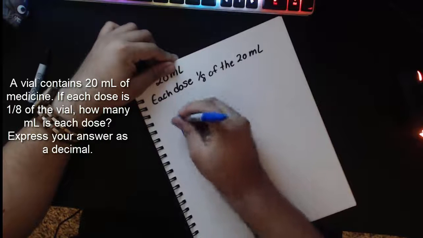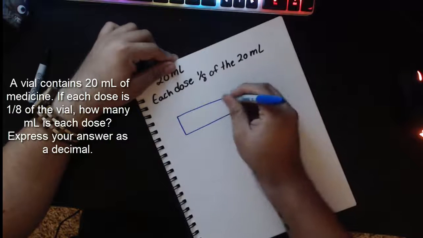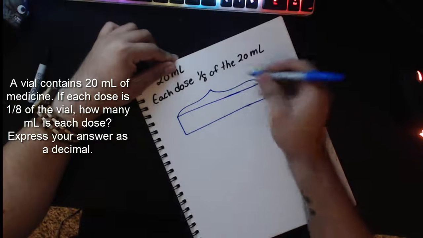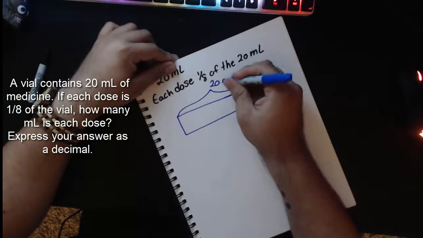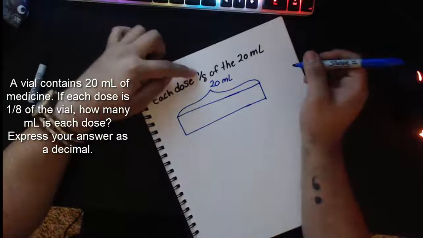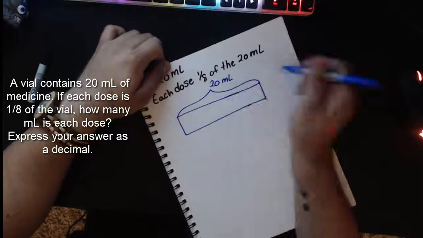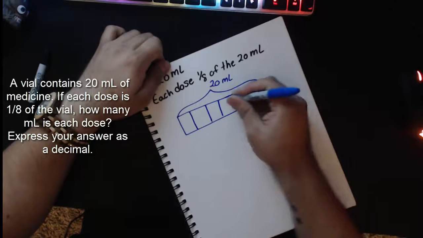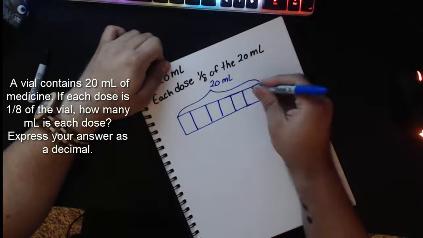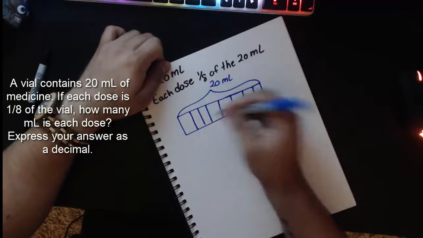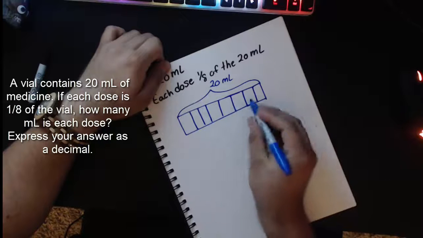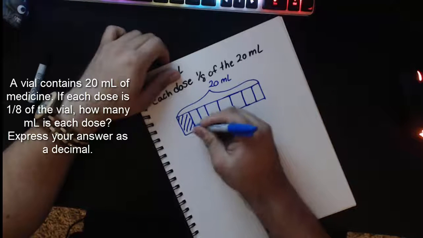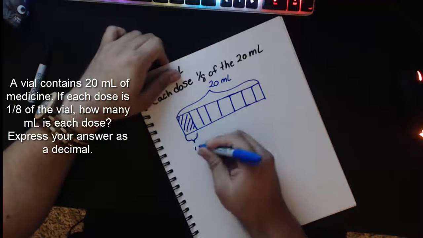So here is going to be my tape diagram, my beautiful tape diagram that everyone enjoys looking at. There we go. And the whole thing is my vial. So the whole thing is worth 20 milliliters. Now each dose is 1/8. So I'm going to cut up this tape diagram into 8 little pieces. So here's 1, 2, 3, 4, 5, 6, 7, 8. 8 pieces. Sweet. And here is my 1/8.